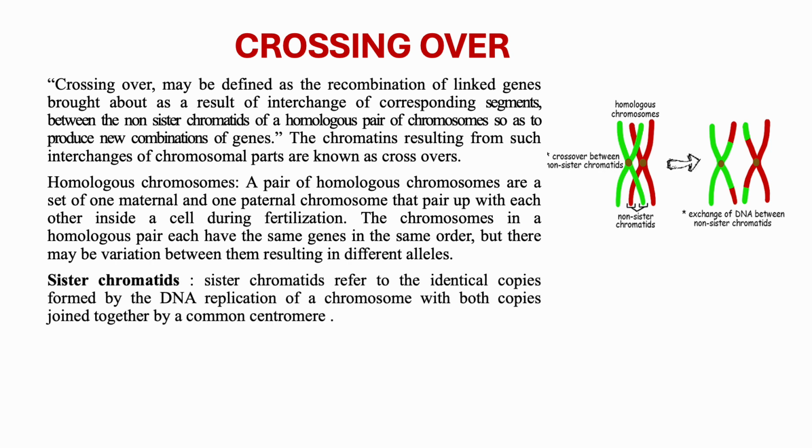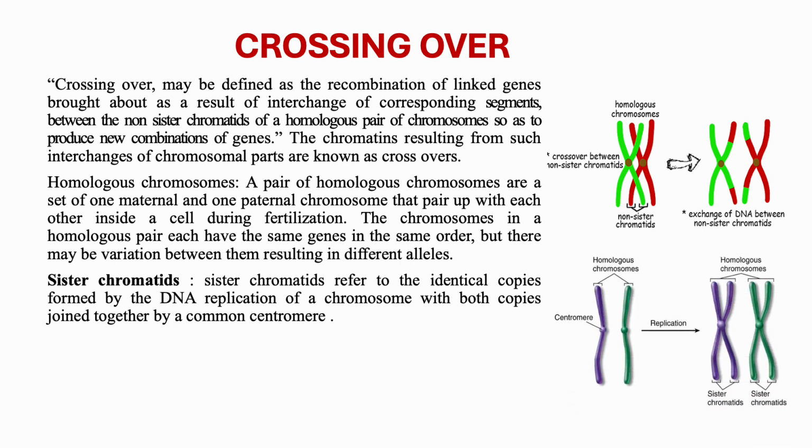So what are sister chromatids? Sister chromatids refer to the identical copies formed by the DNA replication of a chromosome with both copies joined together by a common centromere. So here we can see the sister chromatids in the diagram, where you can see they are joined by a common centromere, and these are called the homologous chromosomes, and these are the sister chromatids.